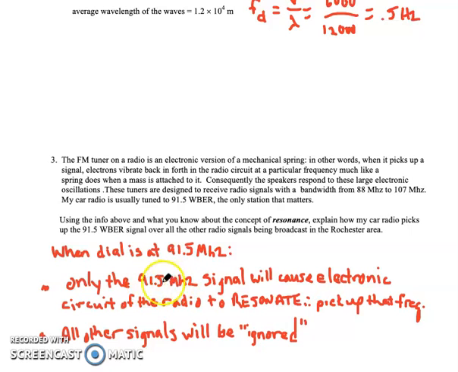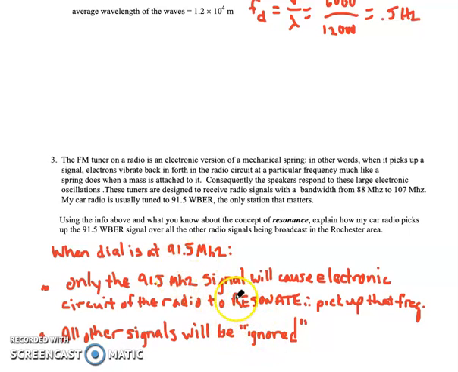So an incoming frequency of 91.5 megahertz will cause a resonance, and that will amplify over all other signals, and that's the dominant oscillation within a circuit. In other words, we picked up that frequency only and we ignored all the others. All right, so I know I said a mouthful there and I've only written a little bit here.